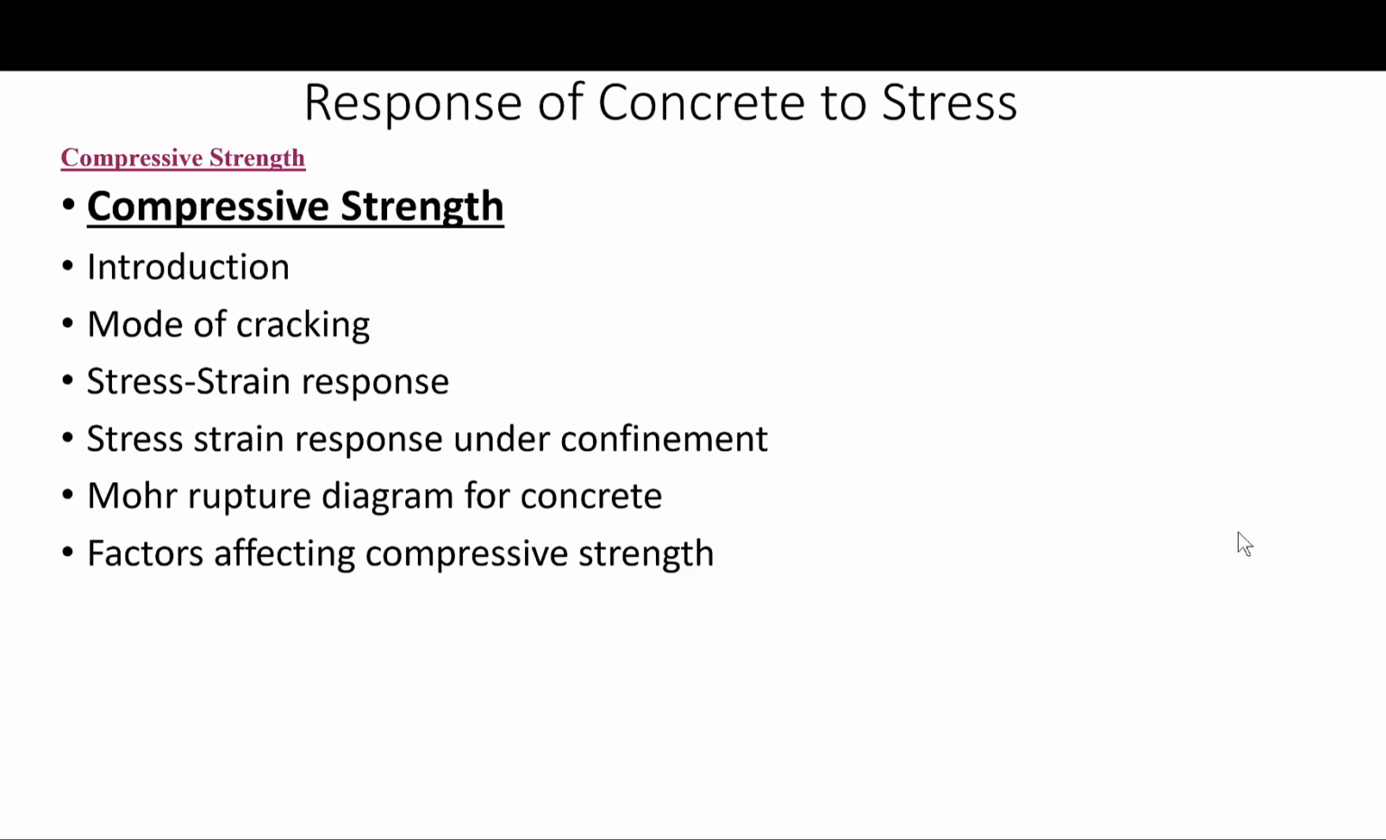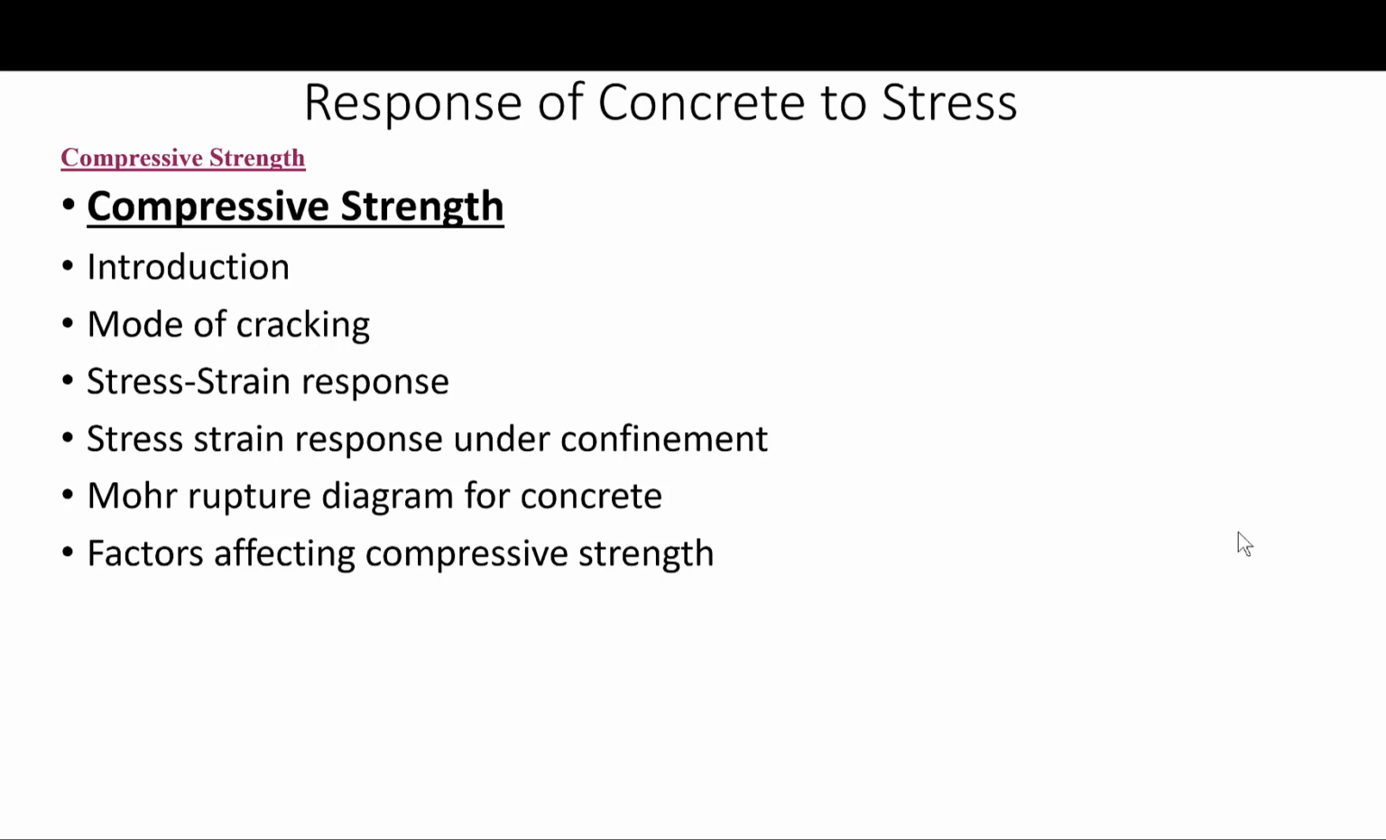So far we have discussed the modulus of elasticity, the concept of modulus of elasticity and how it's determined, and the factors that affect it. And we also talked about the tensile strength of concrete. Today we will talk about compressive strength. Because compressive strength is so much greater than tensile strength, it is widely considered to be the most important property of concrete.